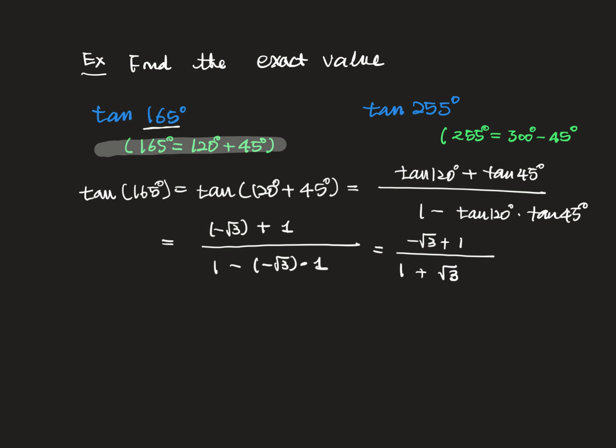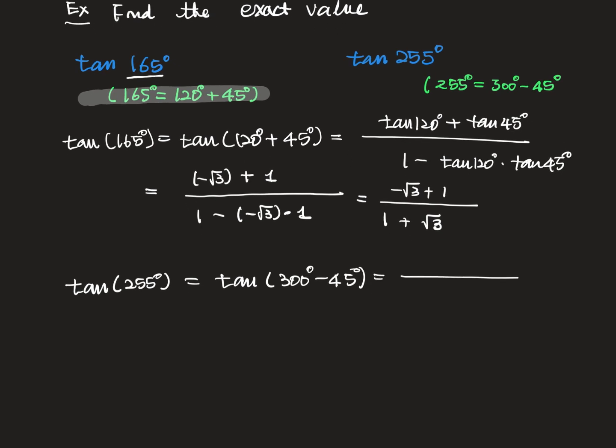Let's go to 255. 255 is 300 minus 45. Another way you're going to do it, guys, okay? So 300 minus 45, so that's going to be tangent 255, tangent of 300 minus 45. So this one is a different formula: tangent 300 minus tangent 45 over 1 plus tangent 300 times tangent 45.